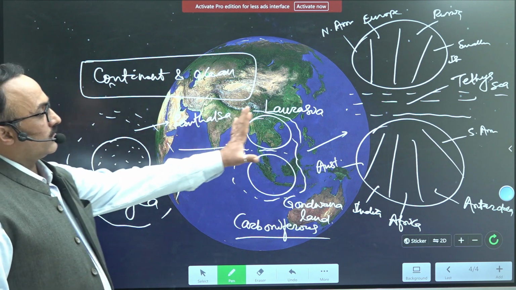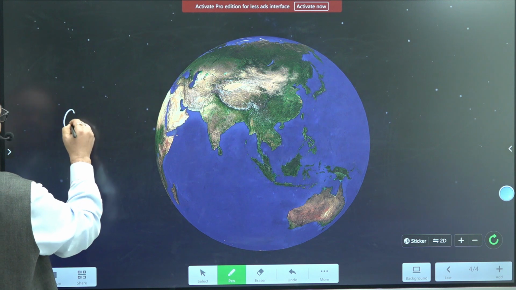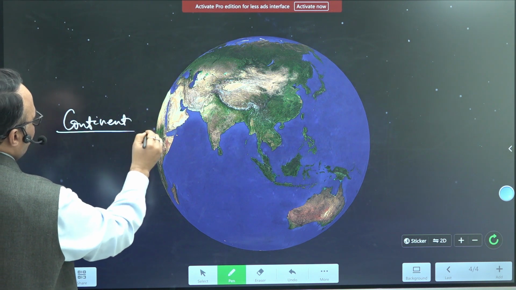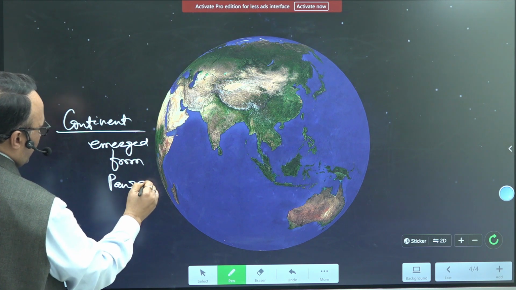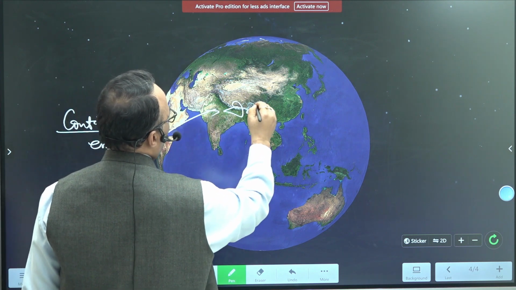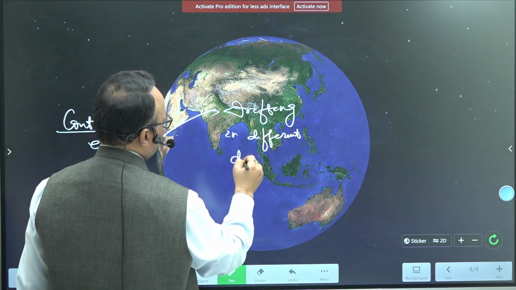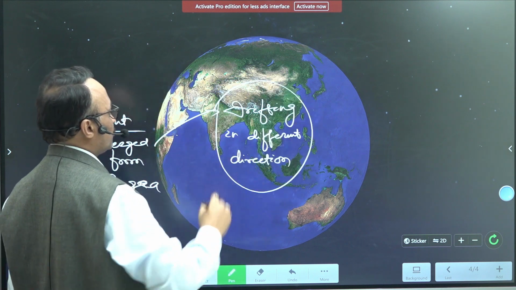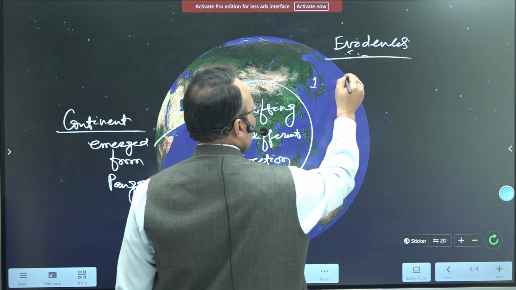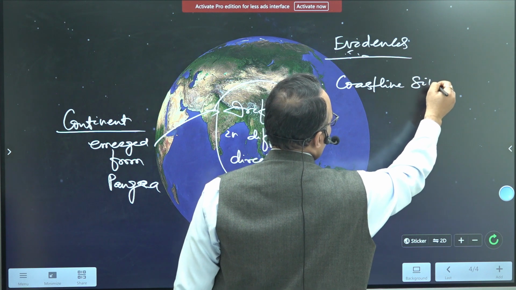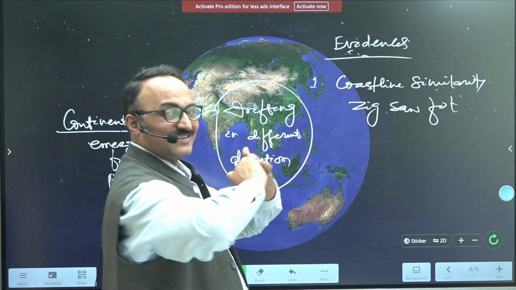So this is the basic idea of Wegener, that continents emerged from Pangaea, and then they started drifting in different directions. To prove this concept, to prove his viewpoint, he gave different evidences. First, he gave the coastline similarity between the continents. For that, he also said the jigsaw fit concept, meaning different continents are getting fitted together.